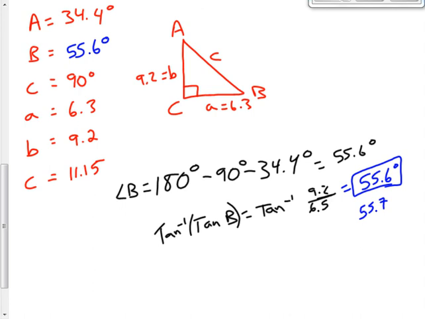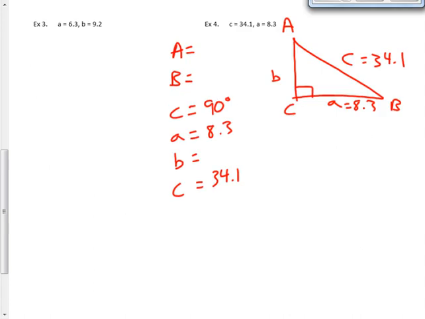So let's take a look at the last example here. All right, so in example 4, here's the triangle. We've got C is equal to 90 degrees. They gave us 2 sides. They didn't give us the third side. Okay, so all this information is in here. In order for us to figure out side A and B, or angle A and B and side B, we have to use the inverse trig functions and the Pythagorean theorem. So let's start with the Pythagorean theorem. We have 8.3 squared plus b squared is equal to 34.1 squared.